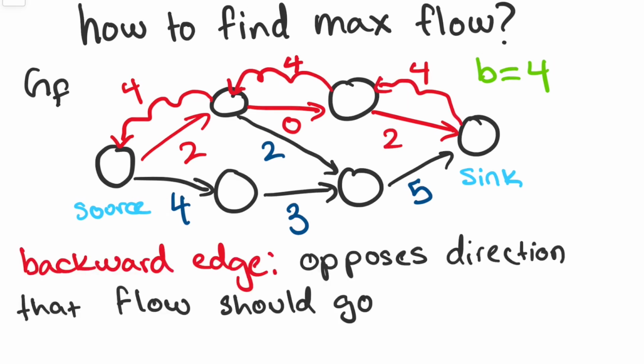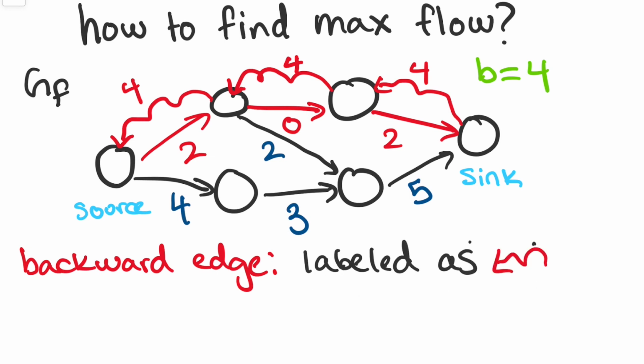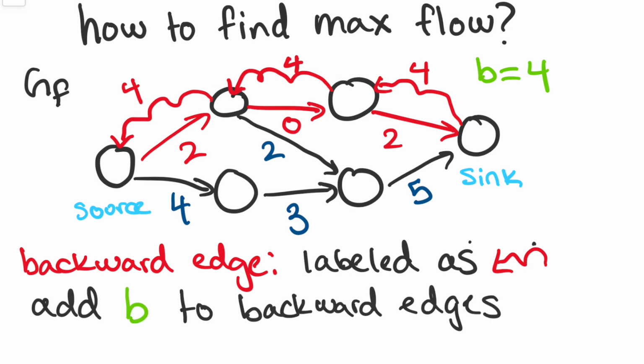A backward edge opposes the direction that flow should go. So when you go through backward edges, you're actually decreasing the flow. We'll label backward edges using squiggly lines and update them by adding to its capacity the B value we find. So now that backward edges are something that we know, after updating, there's an edge for which the capacity is 0. Go ahead and delete this edge from all existence, and now it's time for the algorithm to recommence.